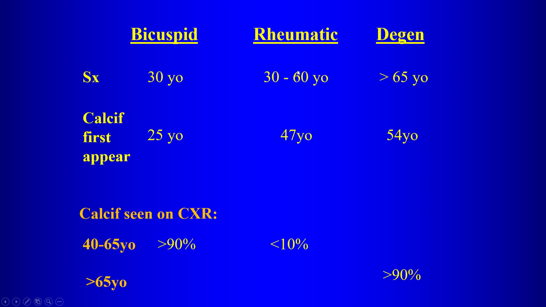Rheumatic heart disease, somewhat older age group when they become symptomatic and when we see the calcifications. And then again, the most common cause of aortic valve stenosis and aortic valvular calcification is atherosclerotic degeneration of a tricuspid aortic valve. So that is seen in an older age group. Calcification on the chest x-ray, it's very common to see that in older patients with bicuspid aortic valve and in older patients with degenerative aortic valvular stenosis and calcification of a tricuspid aortic valve, and less likely to see that with rheumatic heart disease.